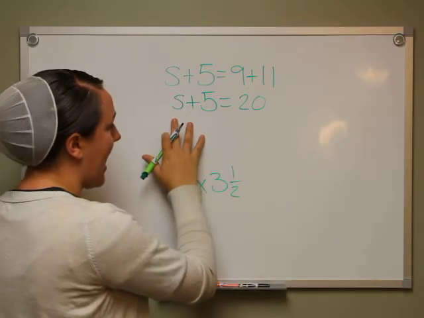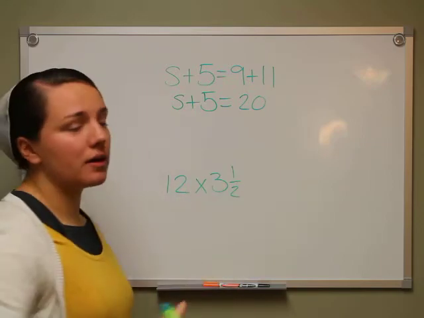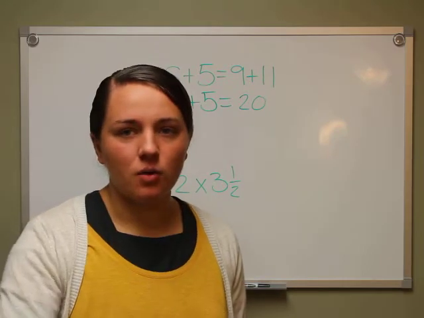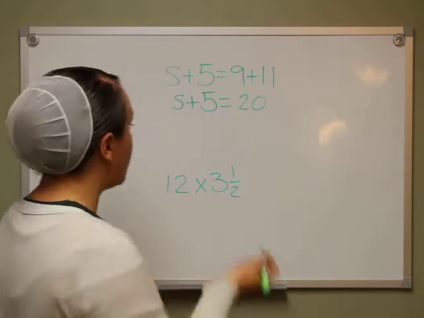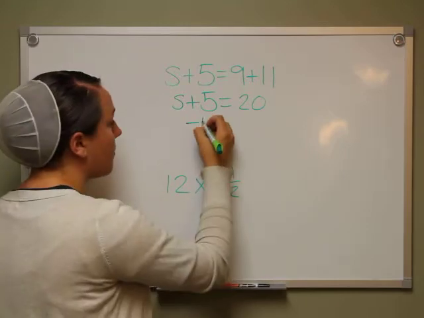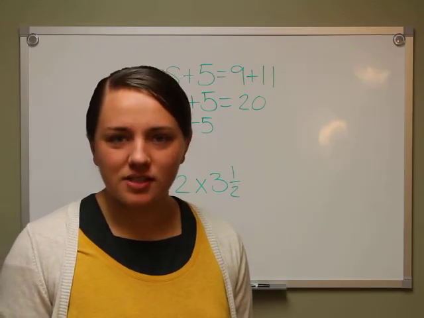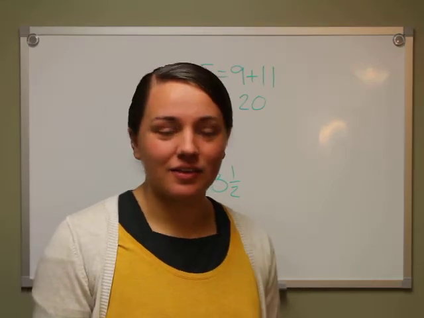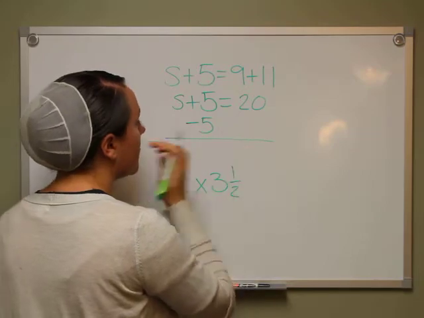Now, to find out what S is, we need to get S all by itself. So on the side that S is on, we have S plus 5. Now how can we get rid of plus 5? What's the opposite of addition? Subtraction. Okay, and we have 5, so we're going to subtract 5. If we have positive 5 and we subtract 5 from it, what do we have left? Nothing, right? Okay, so we are left with only S.